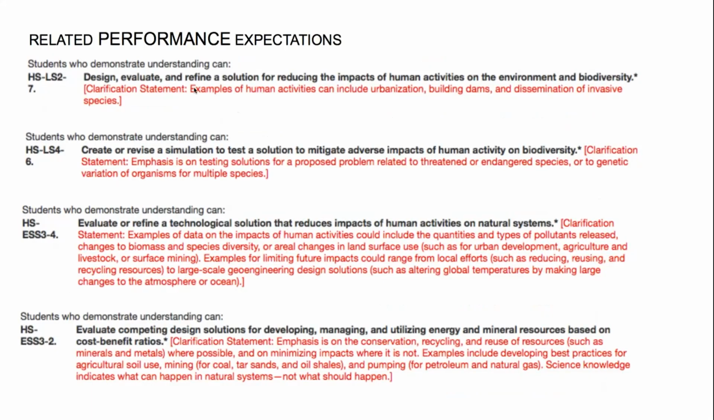Some content with life sciences and earth sciences that I pulled out here are the following, right? LS2-7, some of you may be familiar with some of these. Sorry for the middle school folks, I have high school here. So you evaluate or refine a technological solution that reduces impacts on human activities or natural systems. These performance expectations are going to give us a number of options with our students.